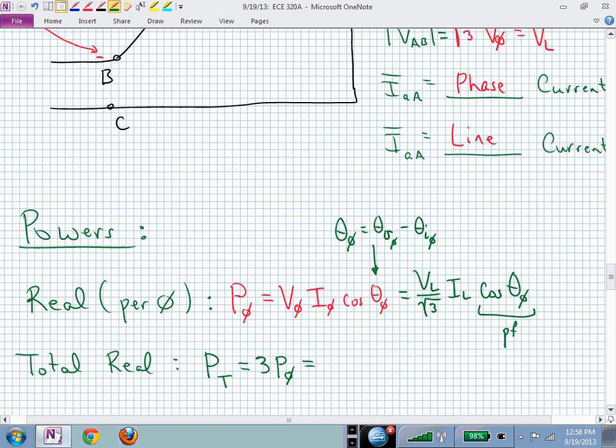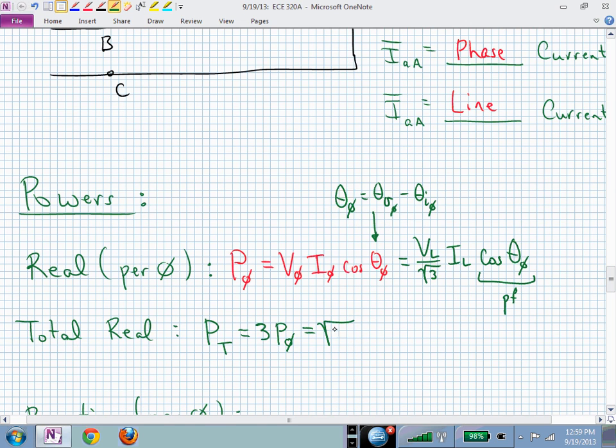But we can also write the total real power in terms of the line voltage and the line current, can't we? We just scale that right-hand side by 3. We now have 3 divided by the square root of 3. That's the square root of 3, isn't it? So now we get this total real power formula as the square root of 3 V line I line cosine of theta sub phi. And now somebody might say, your total real power at that load is 168 kilowatts.